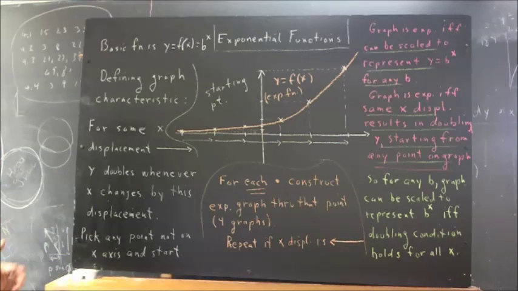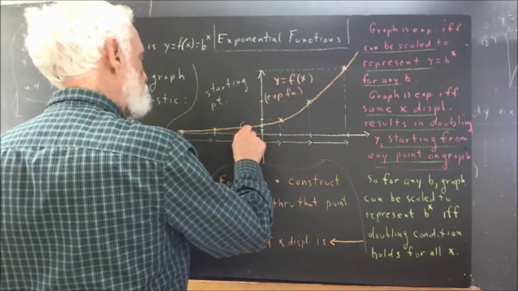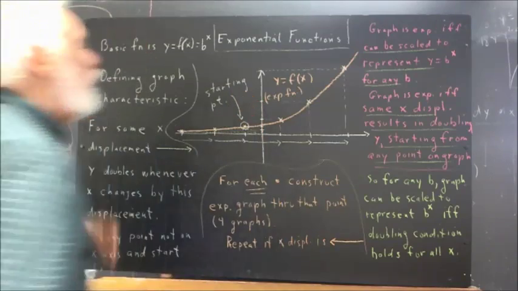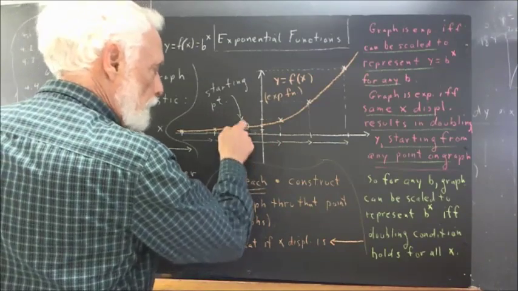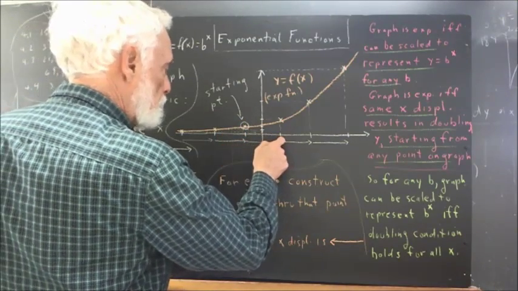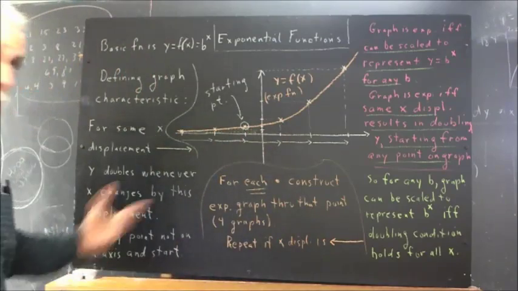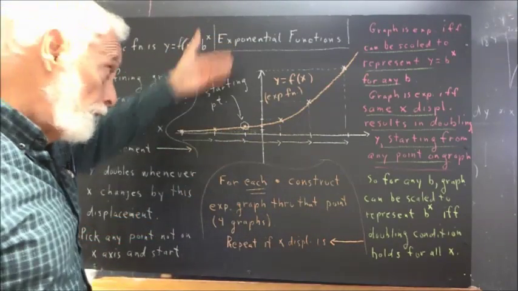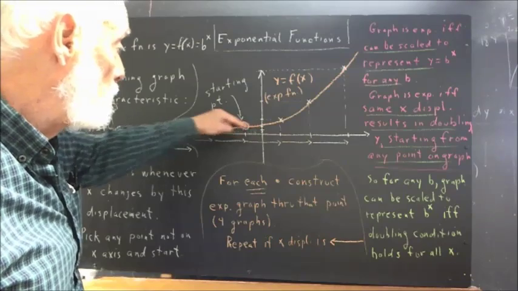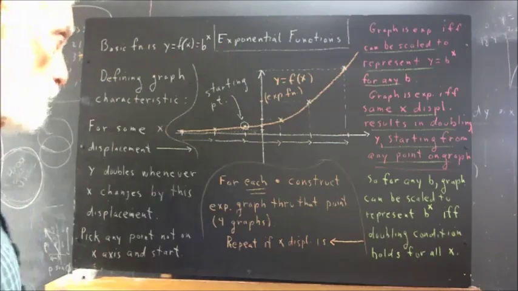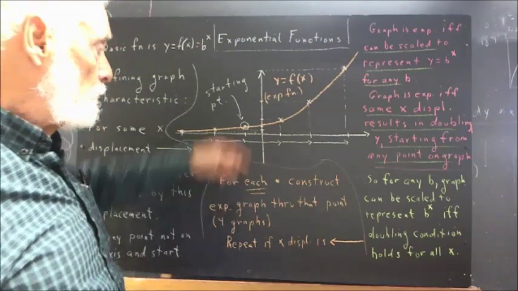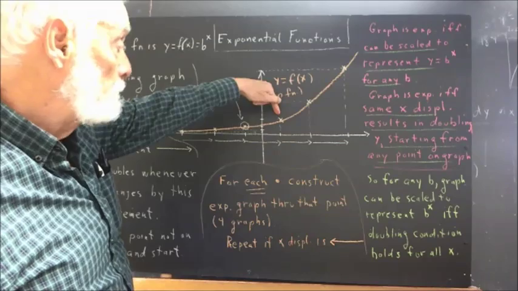So, in order to construct the graph, we pick any point not on the x-axis and start. Now, when I constructed this earlier, this was my starting point. So I applied this x displacement from the x-coordinate of this point and got the x-coordinate of my next point. What do I know about my next point? The y-coordinate has to double. So here's the y-coordinate of this point, and here is double the y-coordinate. We're used to doubling. We know we can do it with compass and straight edge. Very straightforward. So we now have this point on the graph.